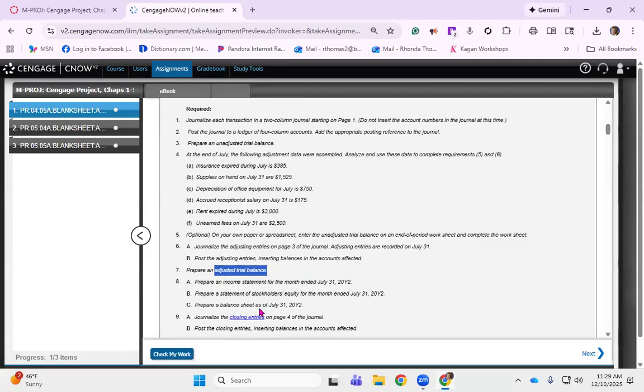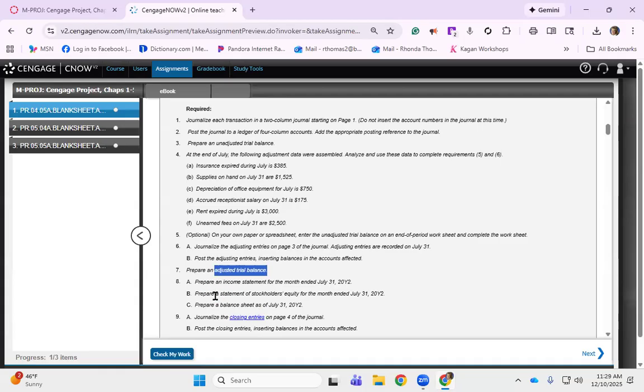Now, the good news is we don't have to do a cash flow statement. So that wasn't part of chapter 1 through 5. So you don't have to worry about that one, even though it is required as well.